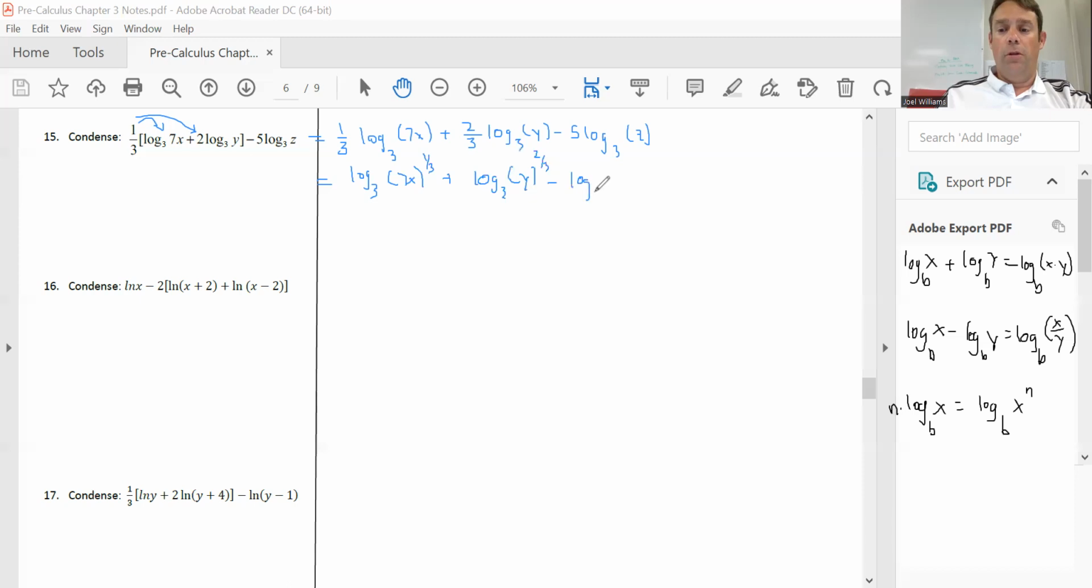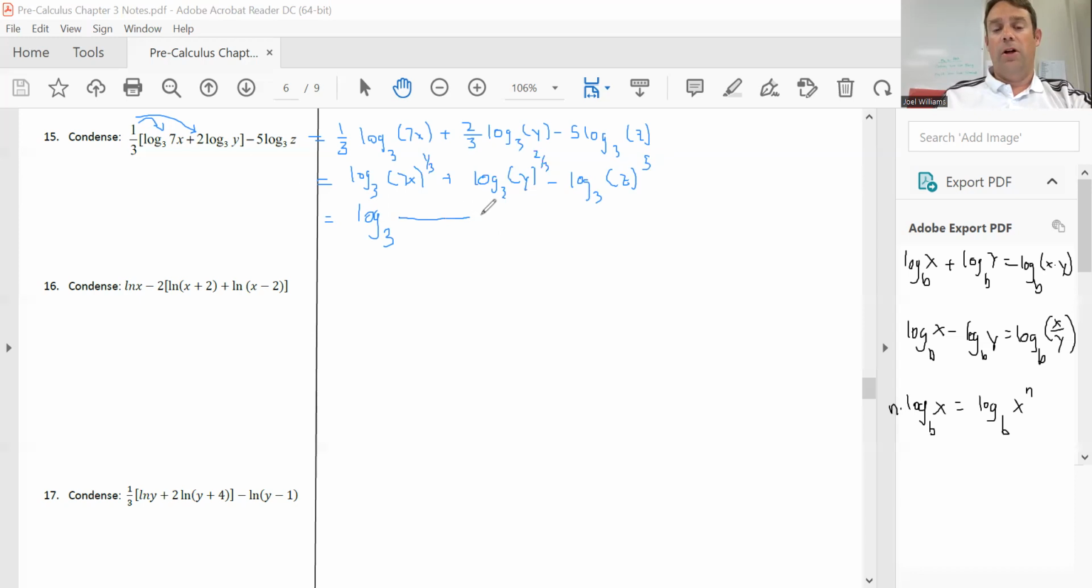Log base 3 of z to the 5th. All right, so now we have everything back in terms of exponents, and now we can write it as a single log. Remember, this only works when the bases are all the same. They all have a base of 3, so this works. If they don't have the same base, I can't combine them.